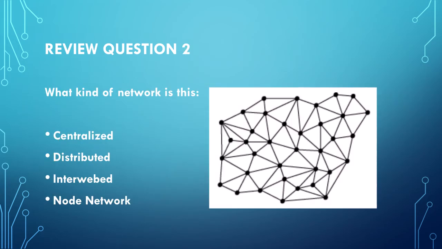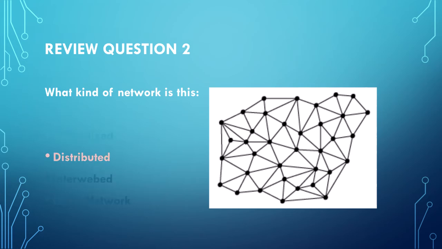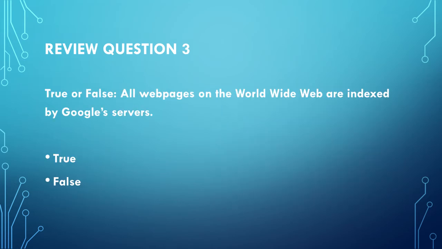Review question 2. What kind of network is this? That picture that's on the right hand side. Is it a centralized network, distributed network, interwebbed network, or a node network? Review question 3. True or false? All web pages on the World Wide Web are indexed by Google servers.